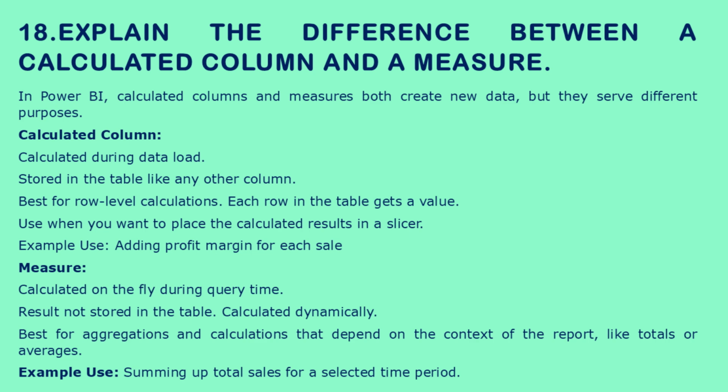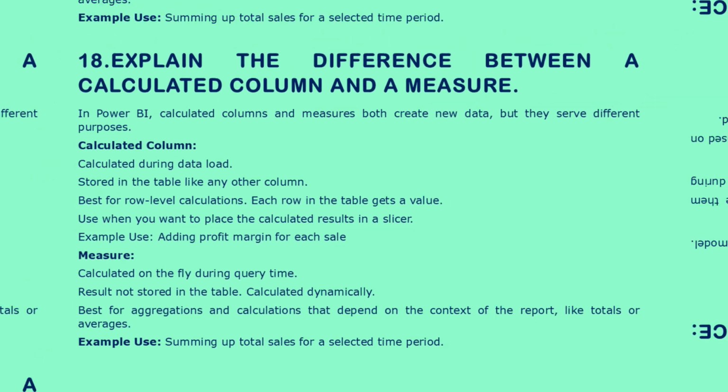Measure: calculated on the fly during query time. The result is not stored in the table. It is calculated dynamically and is best for aggregations and calculations that depend on the context of the report, like totals or averages. Example use: summing up total sales for a selected time period.